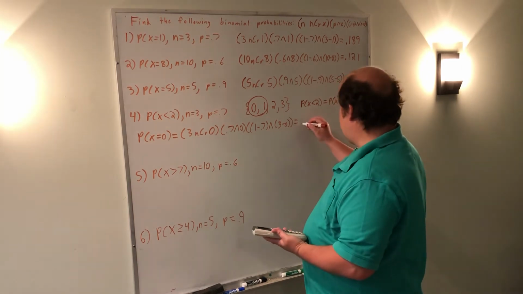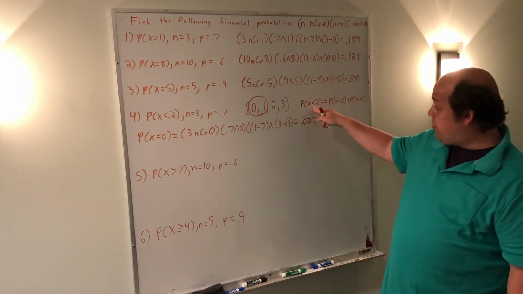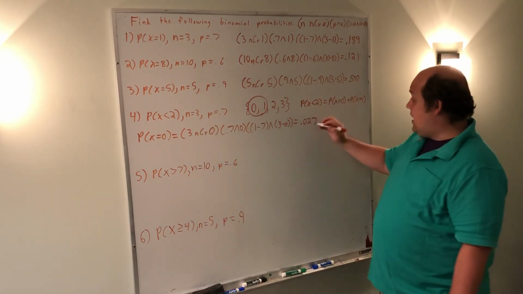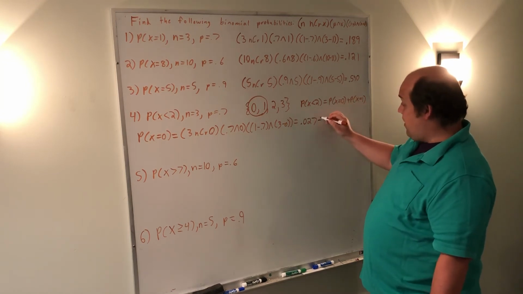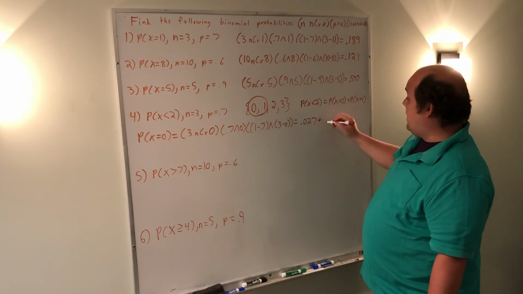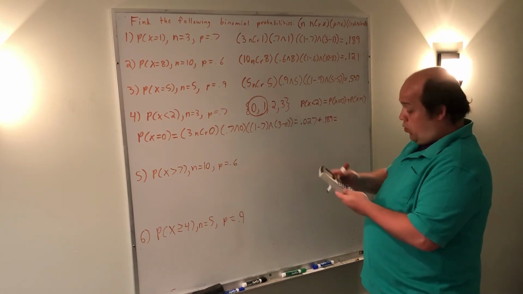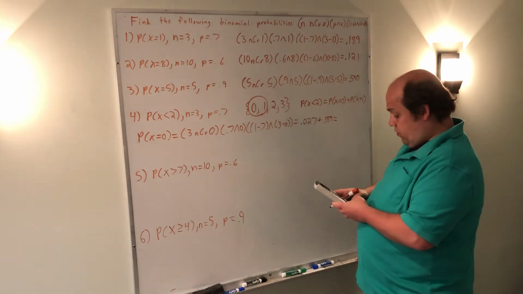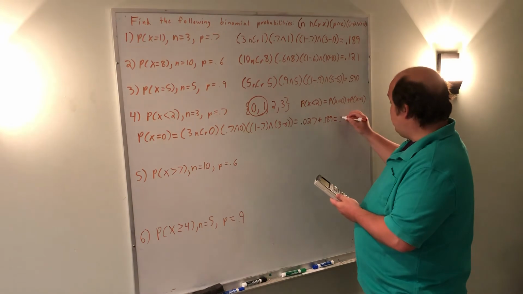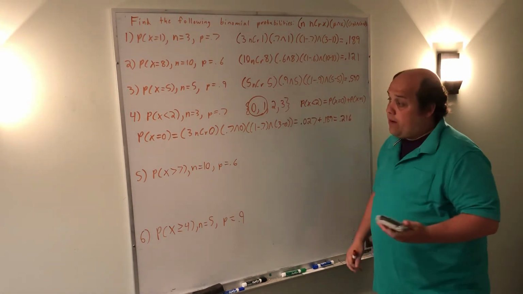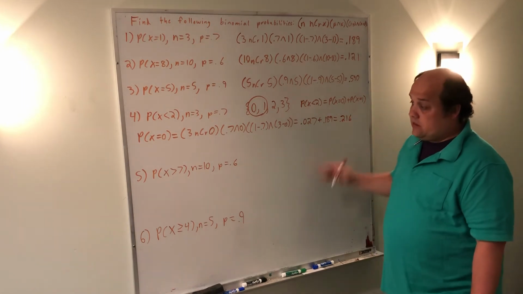So when I do this, I get 0.027. That means in order to overall get the probability that x is less than 2, I need to take that 0.027, which represents x equals 0, add to that this 0.189, which represents when x equals 1. And when I take 0.027 plus 0.189, I get a total of 0.216. So the probability that x is less than 2 equals 0.216.